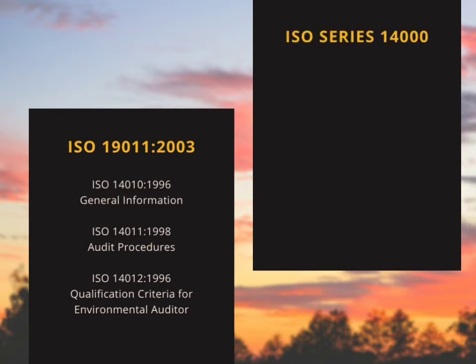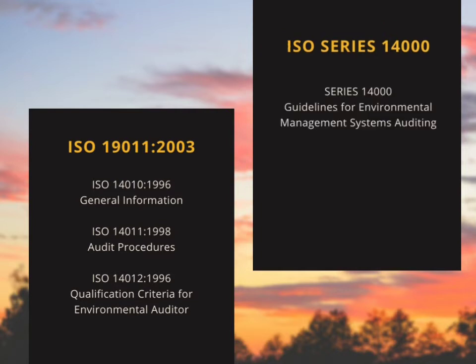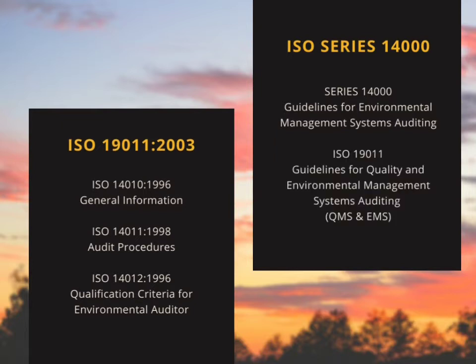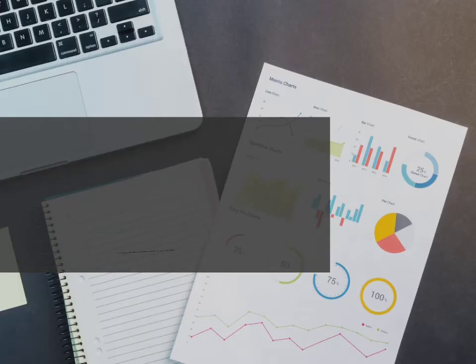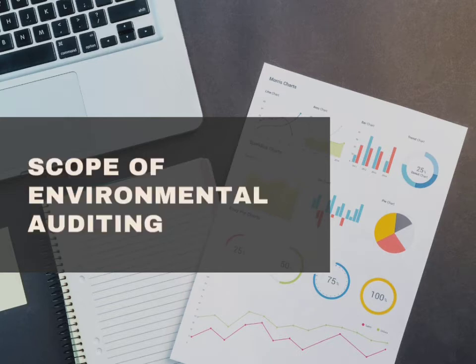Sounds awfully the same, but you only need to stay conscious of the numbers. The 14000 series merely provides guidelines for environmental management systems, whereas 19011 offers a tutorial for both quality management system auditing and environmental management system auditing. What are the benefits of environmental auditing? Well, let's continue with the scope of environmental auditing.